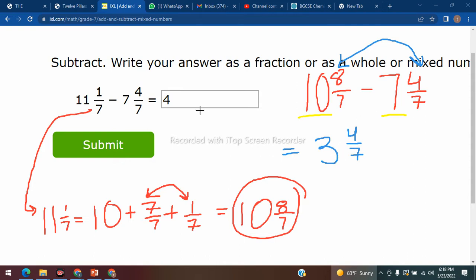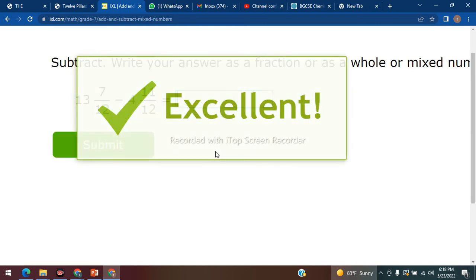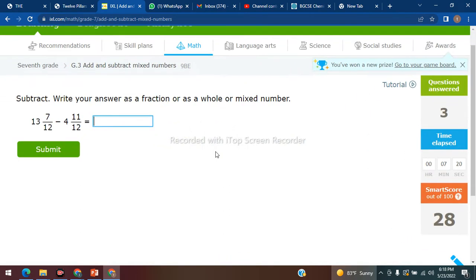That's cool. I never even thought about it like that. But hey, let's see if it works though. All right, I'm gonna move it. So there it goes. 3 and 4 over 7. Wow, perfect. Good.